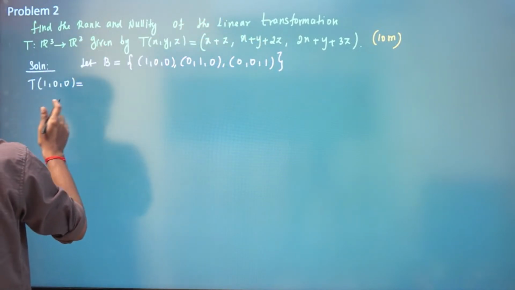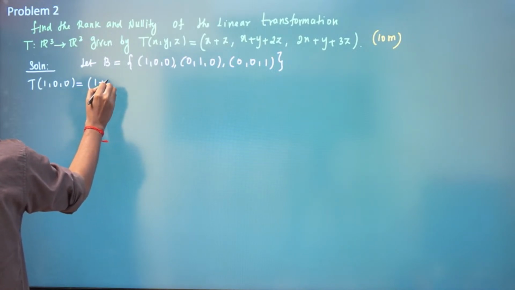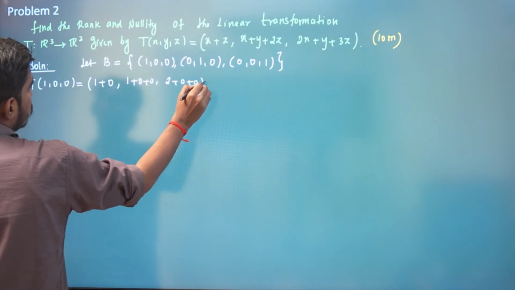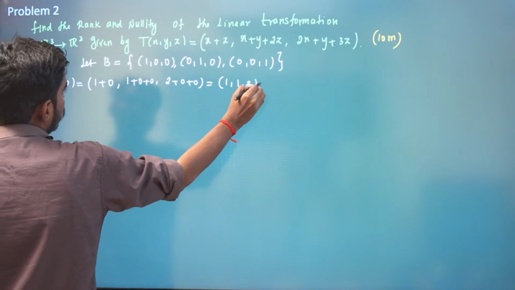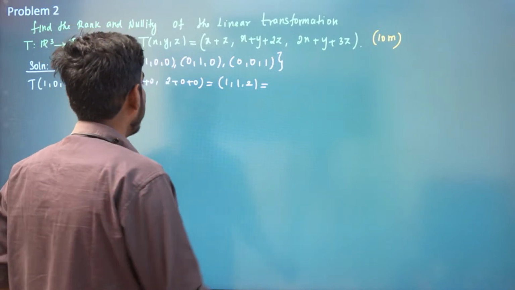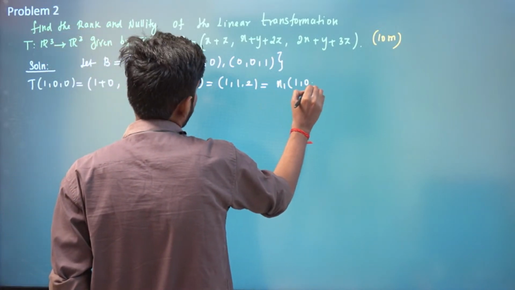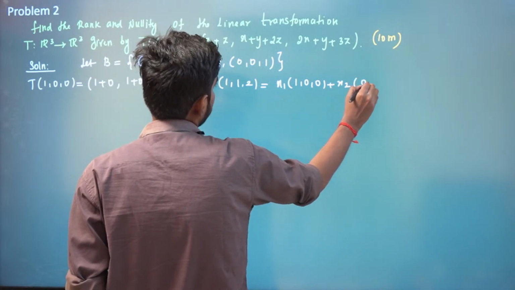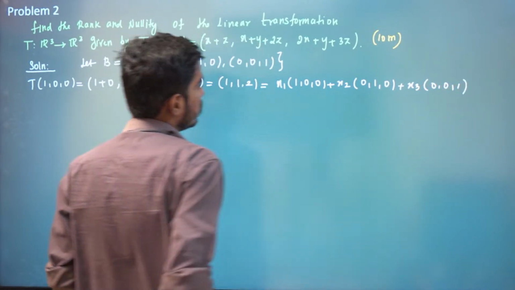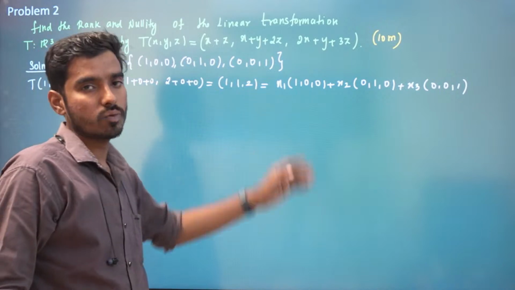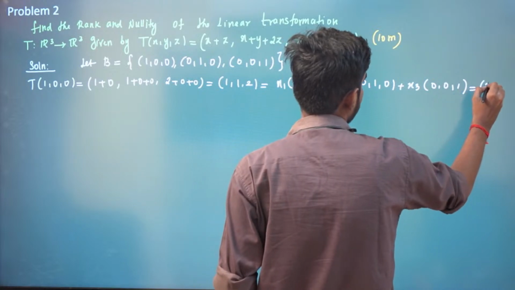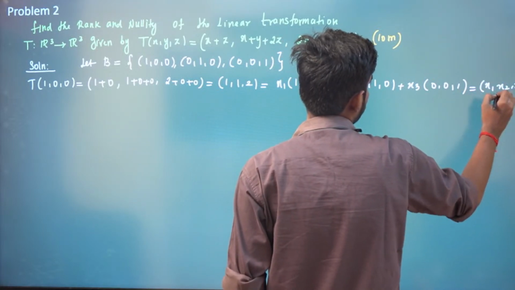So T of 1 comma 0 comma 0, it will be what? 1 plus 0, 1 plus 0 plus 0, 2 plus 0 plus 0. So which is 1 comma 1 comma 2. Now you have to express this 1 comma 1 comma 2 as a linear combination of the basis vectors. So which is x1 times 1 comma 0 comma 0 plus x2 times 0 comma 1 comma 0 plus x3 times 0 comma 0 comma 1. So x1, x2, x3 turns out to be 1, 1, 2, right? Because if you multiply, you will have x1, x2, x3.